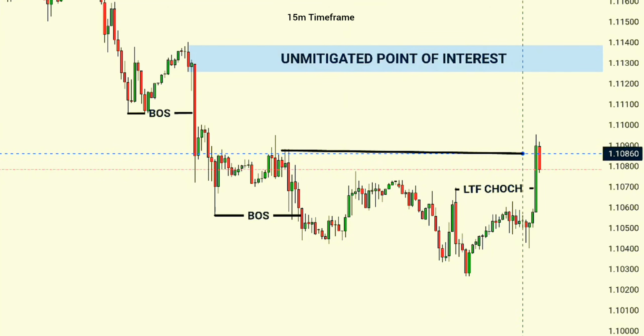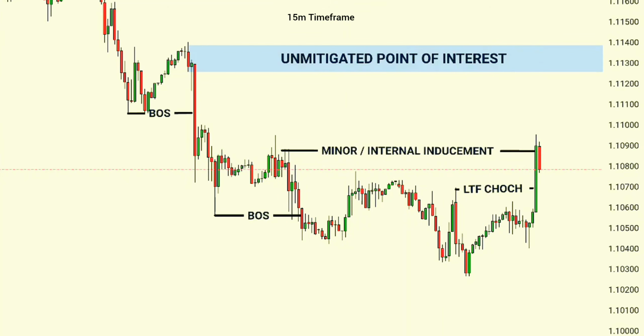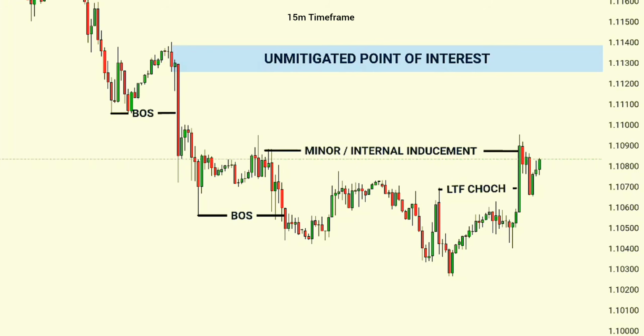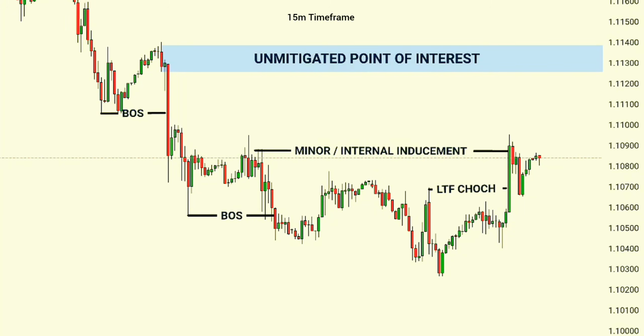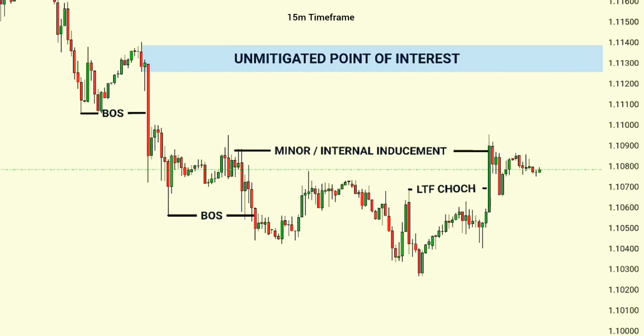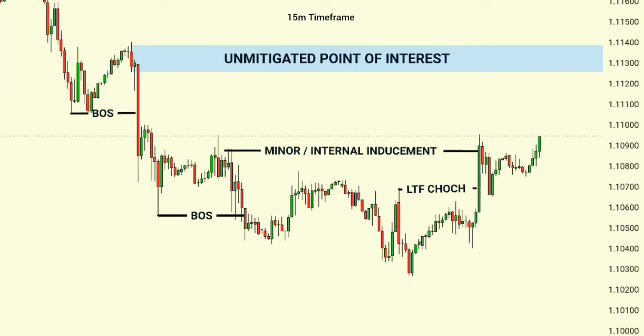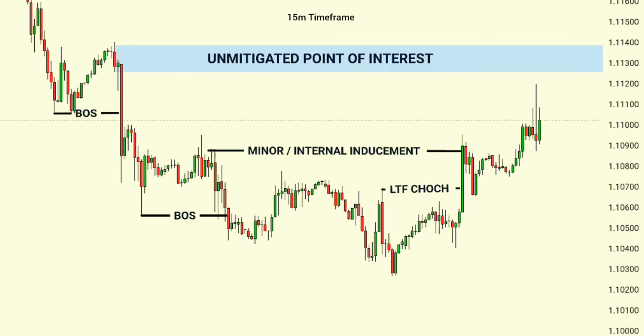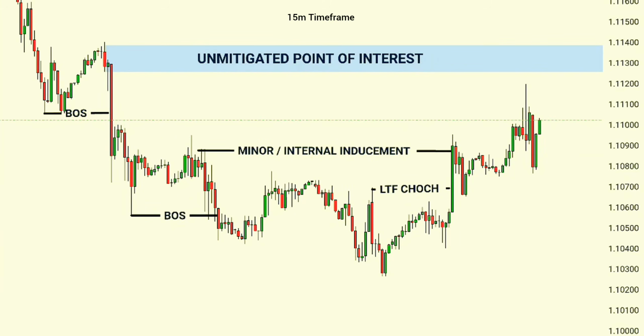Minor or internal inducement forms when price creates small temporary highs during a pullback before continuing downward. On this chart, while price retraces into the point of interest, it builds short-term peaks that look like breakout opportunities to retail traders. Many beginners place buy positions above these small highs, expecting price to continue upward. Those areas hold stop losses and pending buy orders. Larger participants use that liquidity before pushing the market lower.